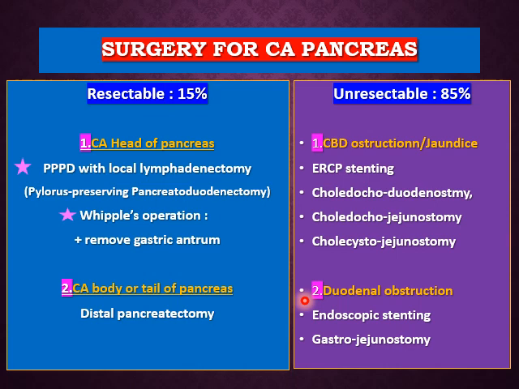The second group of patients, a rarer condition, is when the patient comes with duodenal obstruction by invasion of the tumor into the second part of the duodenum. And these cases can be relieved with endoscopic stenting of the duodenum or doing a bypass gastrojejunostomy, whereby the duodenal obstruction is bypassed with the gastrojejunostomy.